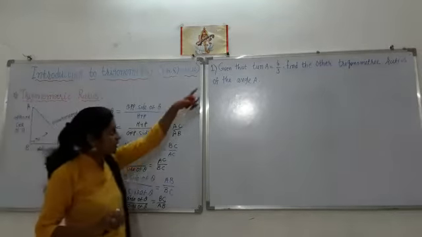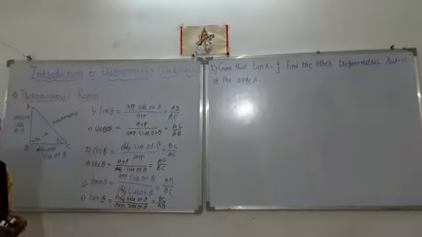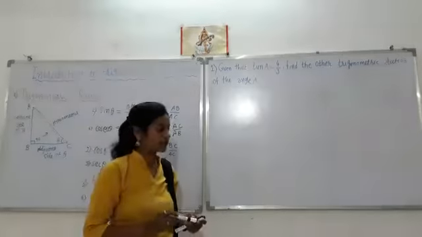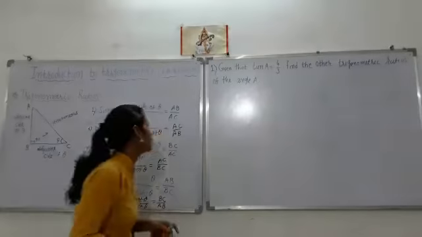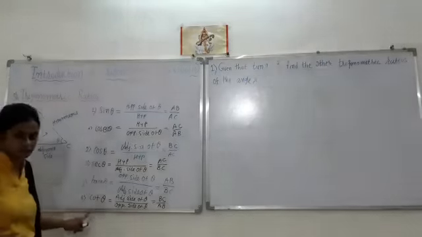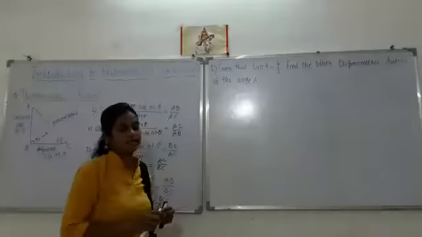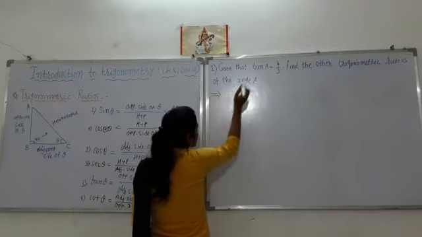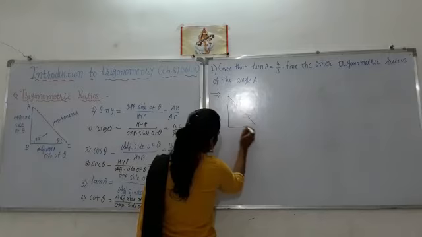Second, let us consider one example based on these trigonometric ratios. Given that tan A is equal to 4 by 3, find the other trigonometric ratios. In total there are 6 trigonometric ratios. Among these 6, one of them is given. Here tan A is equal to 4 by 3 is given. So first we draw a figure corresponding to the given information.